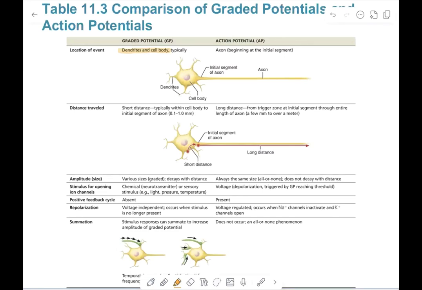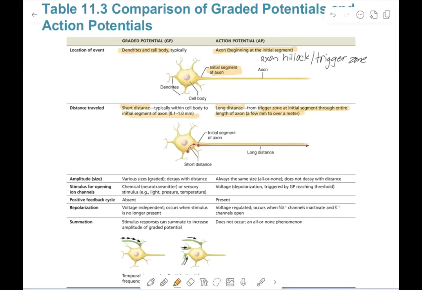The action potential is going to begin at the initial segment, which is also called the axon hillock or the trigger zone. And that's because there's a high concentration of sodium gates. Graded potentials are only going to travel a short distance, typically within the cell body to the initial segment of the axon, whereas an action potential travels a long distance from the trigger zone through the entire length of the axon.